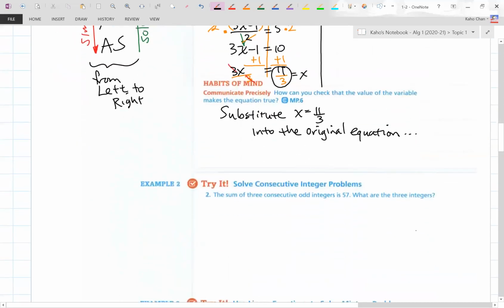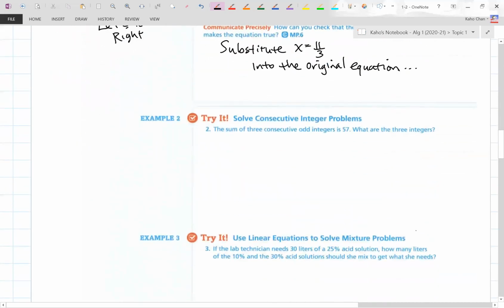All right, let's move on to something different. In this case, we have an interesting problem coming up, and they use the word, hey, solve consecutive integer problems. Consecutive means next to in math. Here are some examples I'm going to put to the side, involving some consecutive integer sequences.